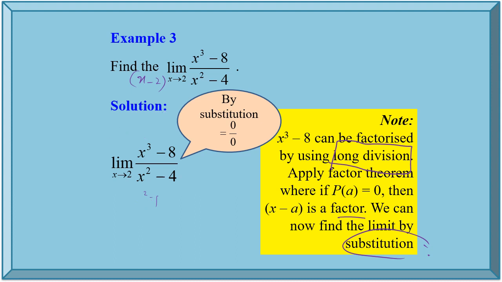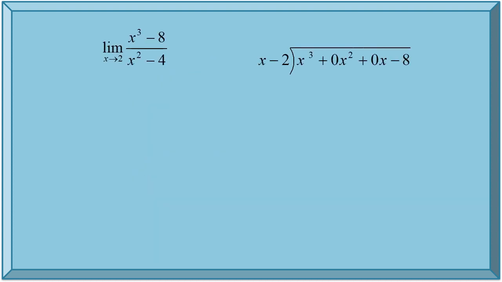Okay. So for this question, we can apply long division. So let's do the long division. Okay. So x cubed plus 0x squared plus 0x minus 8 divided by x minus 2. Long division, we get x squared multiplied by x minus 2, which is x cubed minus 2x squared.